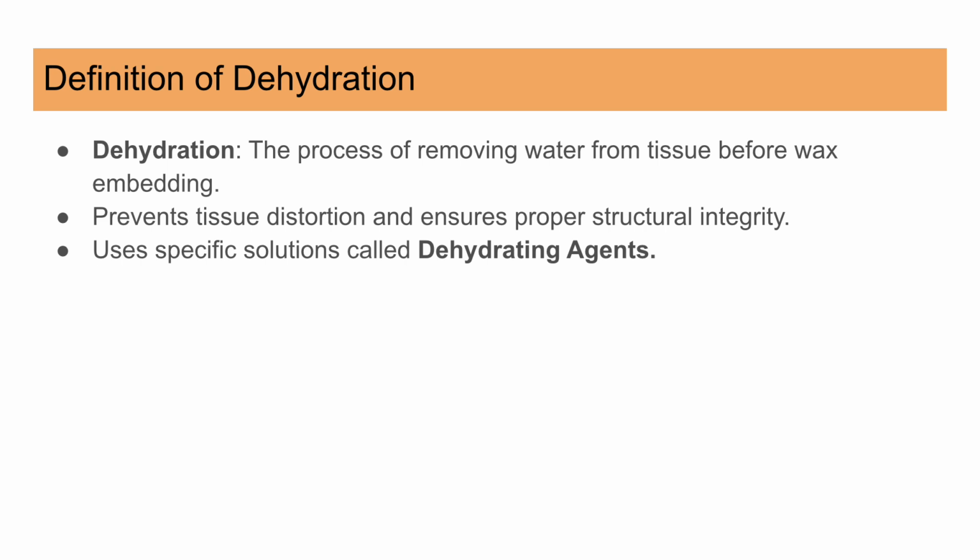To effectively remove water, we use specific solutions known as dehydrating agents. These agents facilitate the process of dehydration, ensuring that the tissue is adequately prepared for subsequent embedding in wax. The choice of dehydrating agent can significantly impact the quality of the final sample.